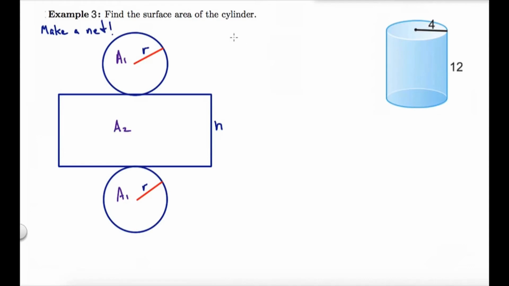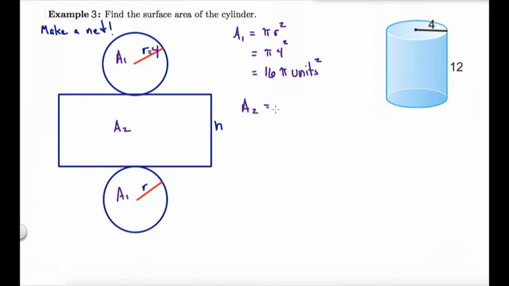I'm going to make a net. So we've done these before. We've got two circles and a rectangle. Now the A1 area is just a straightforward pi r squared. That's the area of a circle, and we get 16 pi units.